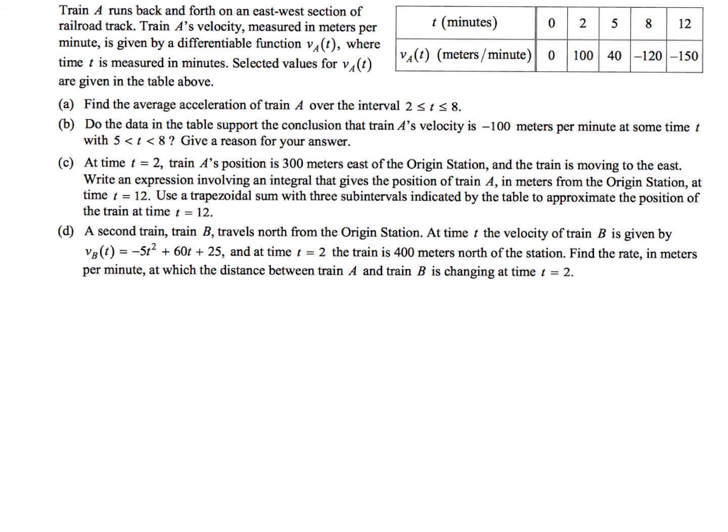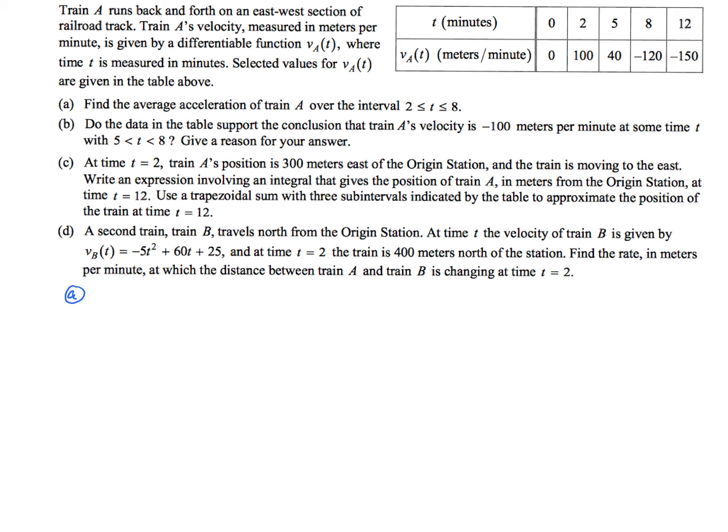Go for it. Train A runs back and forth on the east-west section of railroad tracks. Train A's velocity measured in meters per minute is given by a differentiable function V sub A of t, where time t is measured in minutes. Selected values for V sub A are given on the table above. Part A. Find the average acceleration of train A over the interval 2 to 8.